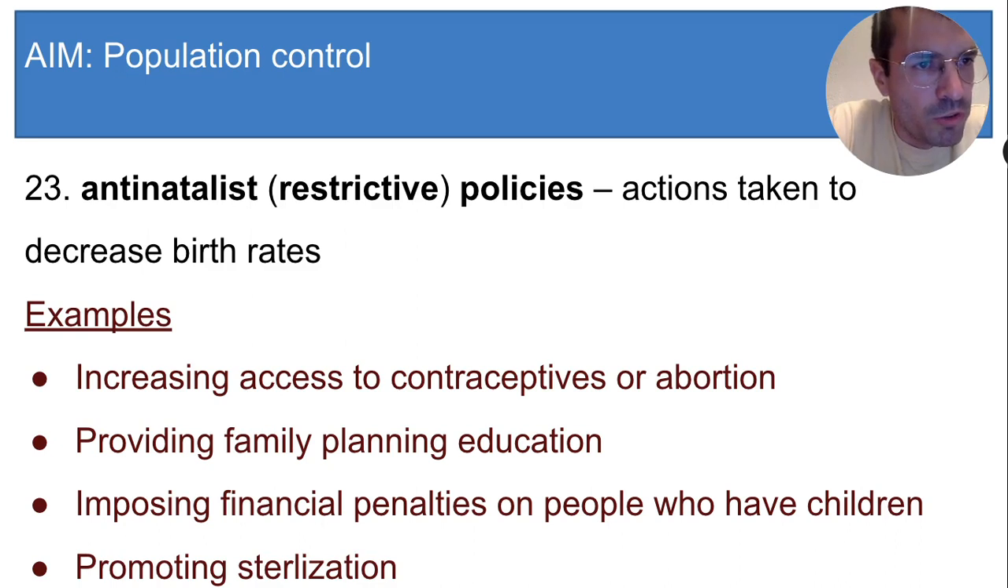A more controversial approach is penalizing people for having children. That was most famously done in China with the one-child policy, which you will learn more about in class. And an even more controversial method is promoting or even requiring sterilization, and I will tell you what that means in just a moment.